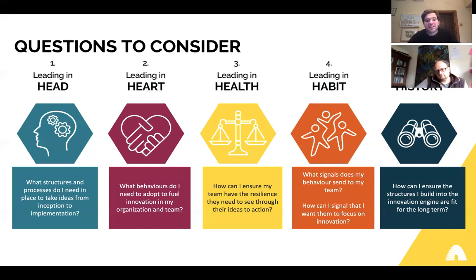And then how can I signal that I want them to focus on innovation? Well, one recommendation we've made for that is to use the OODA loop as part of your decision making and be transparent in it, and draw the specific connection between your use of the OODA loop and the design thinking process for prototyping and testing.